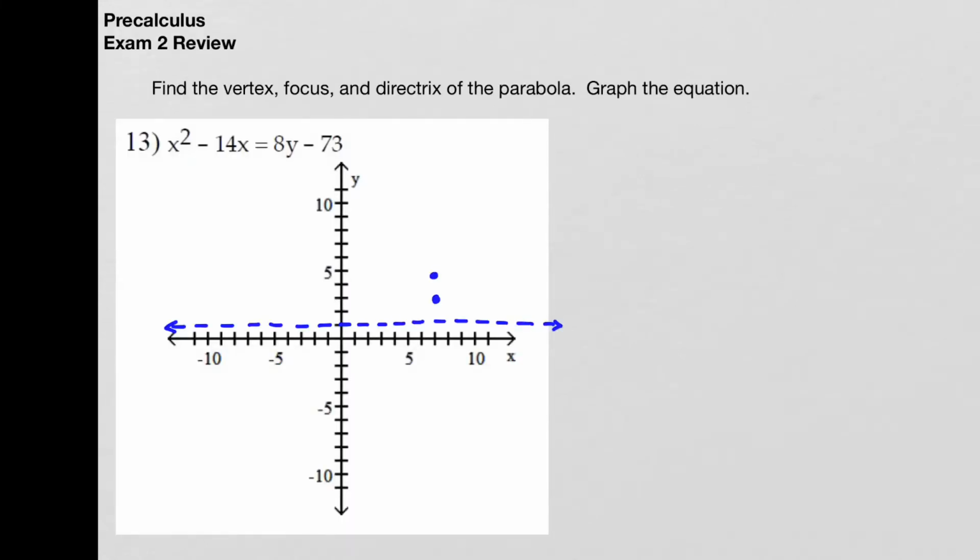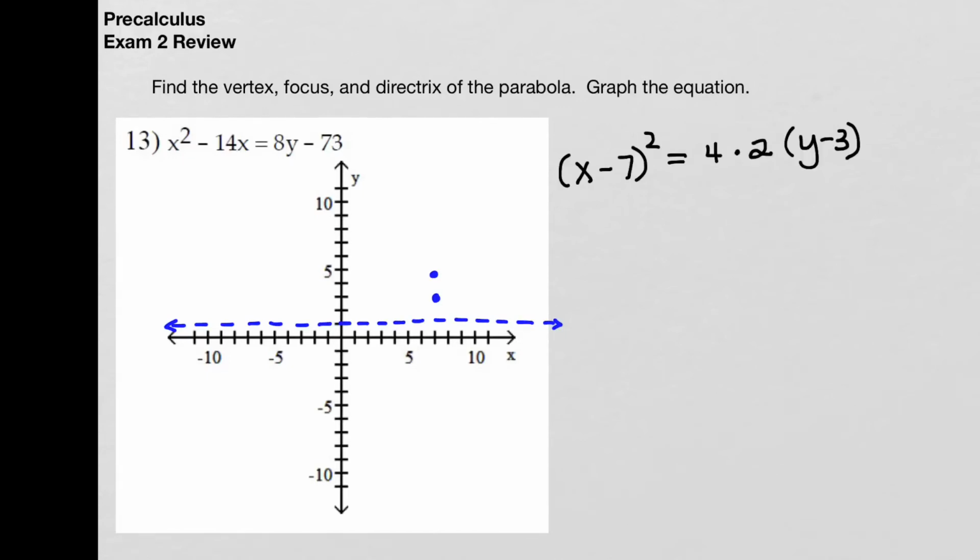Okay, so I've graphed my vertex right here. I've graphed the focus, and I've graphed the line that is the directrix with a dashed line. Now to get a couple more points on this parabola so that I can sketch it properly, I'm going to find the endpoints of the latus rectum. That's a good way to get a couple more points on the parabola. So I'm going to take the equation that we've come up with in standard form.